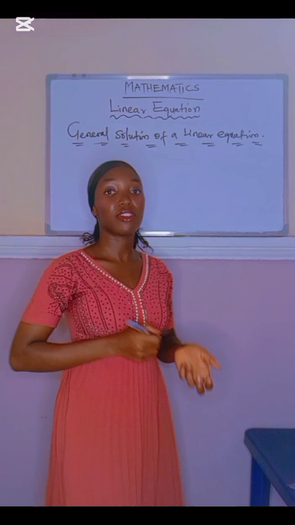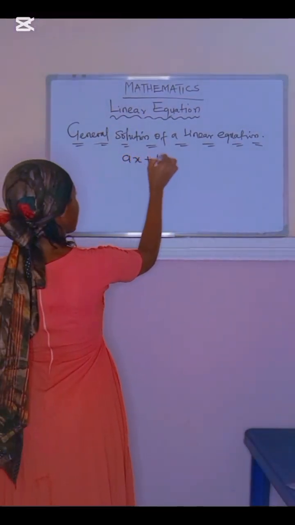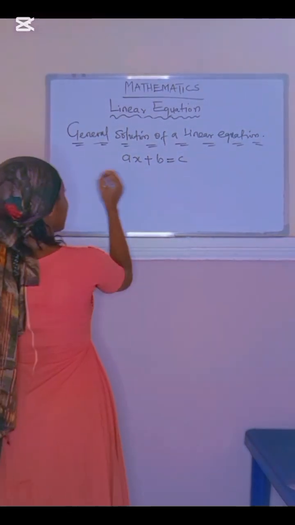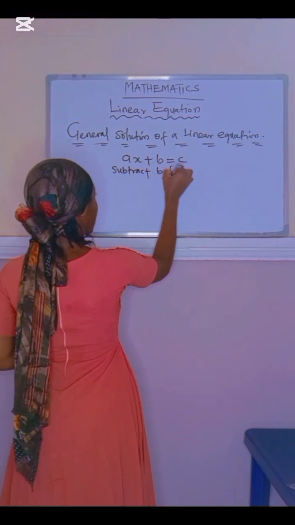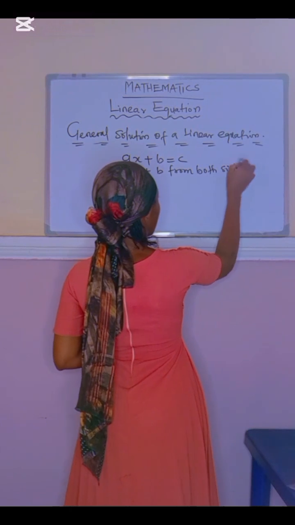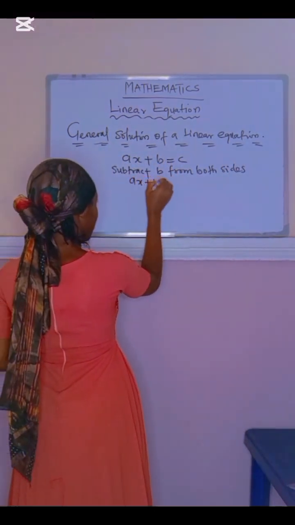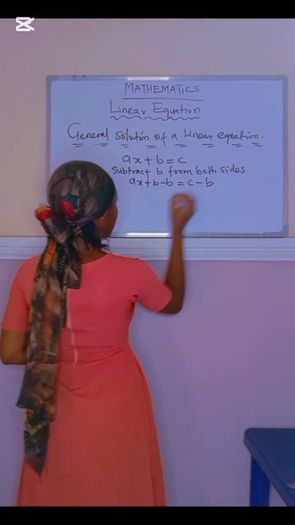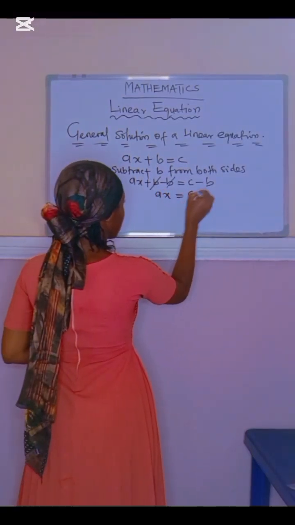Remember, the general form of a linear equation is given as ax plus b equals c. So how can we get the general solution? We subtract b from both sides of this equation. So we'll be having ax plus b minus b equals c minus b. So this will cancel out this, and we'll be left with ax equals c minus b.